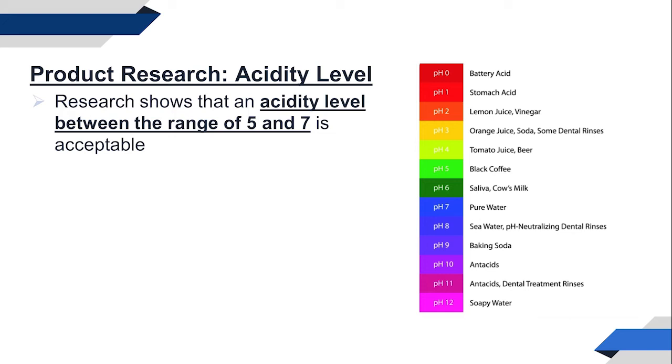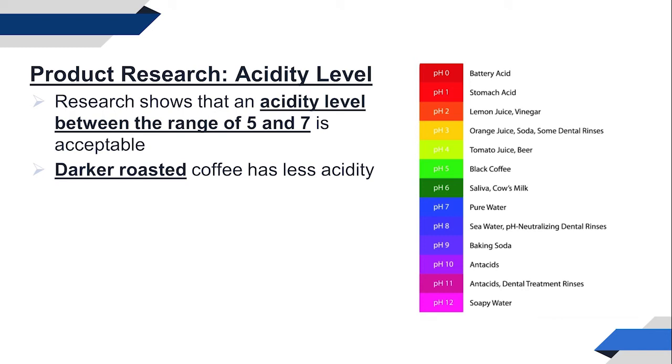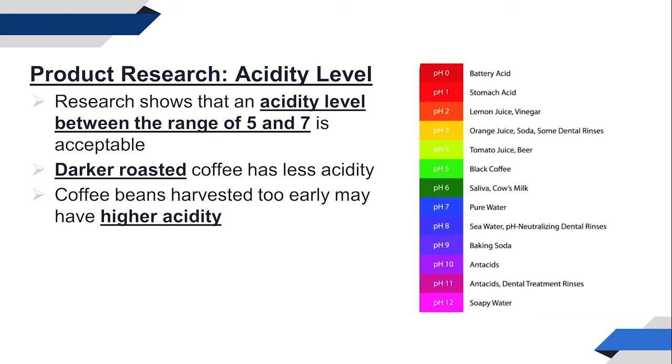So the darker roasted coffee will have less acidity. The medium roast is right where you want it to be, that 5 to 7 range, and then you have the lighter roast. Now, if the coffee beans are harvested too early, it may have higher acidity.